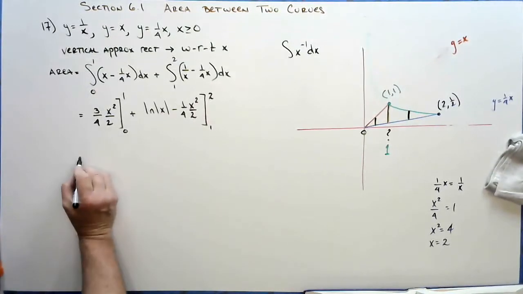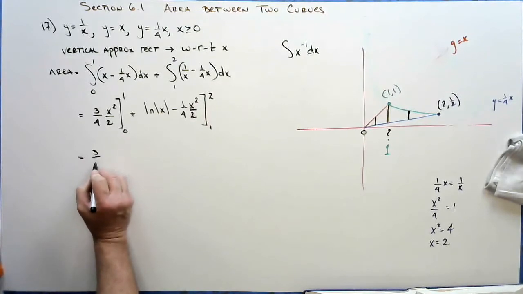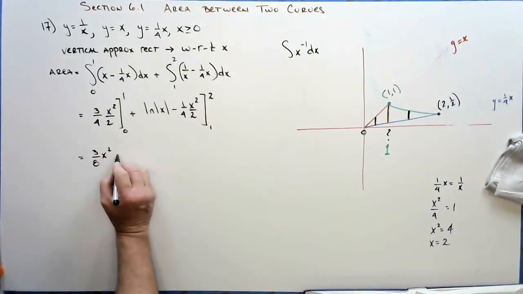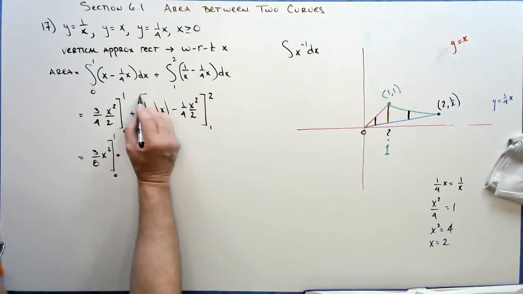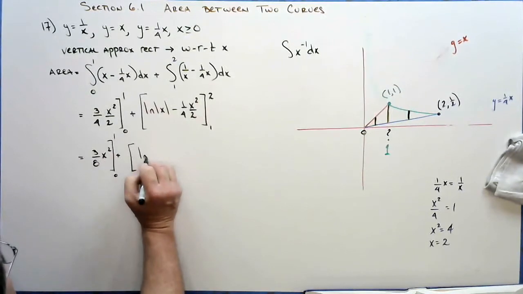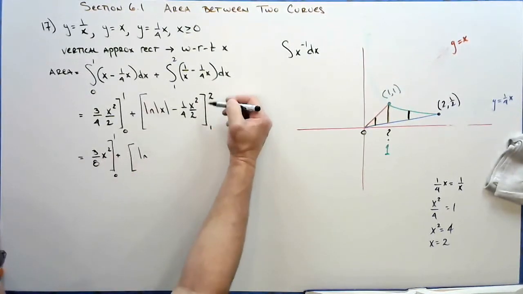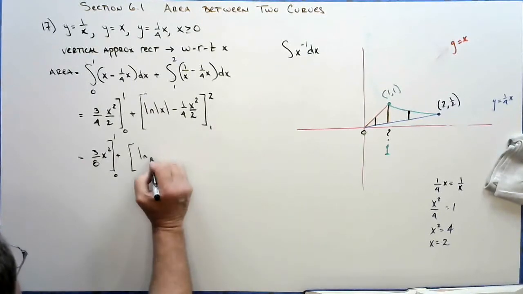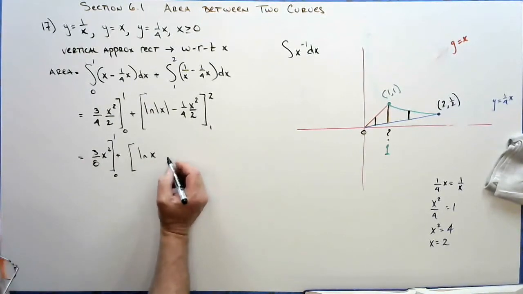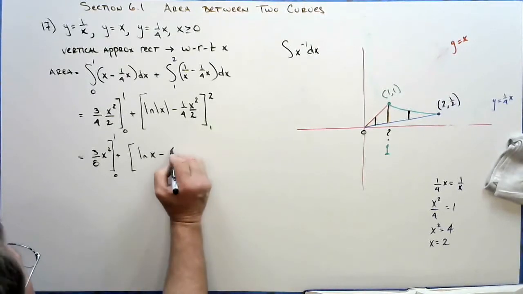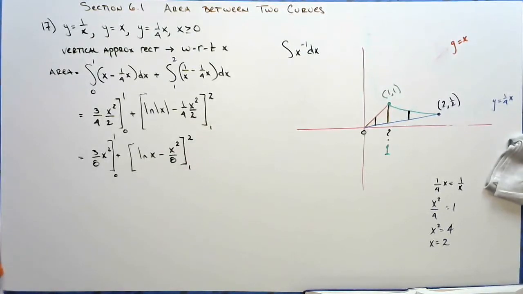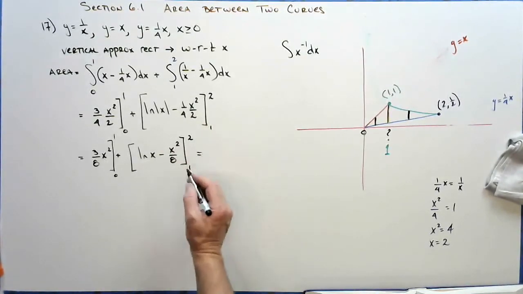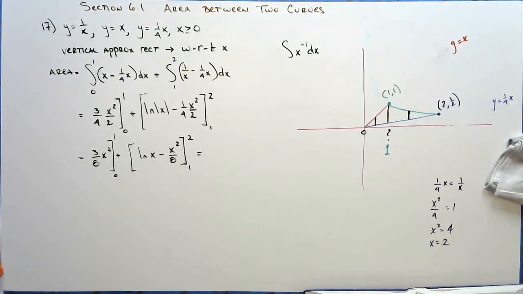So now we just have a whole bunch of arithmetic to do, right? We have 3/8 x squared, evaluated between 0 and 1, plus the natural log. We don't need the absolute value because our values are 1 and 2. Those are both positive, so we can just call that the natural log of x, minus, and here we get x squared over 8, evaluated between 1 and 2. I'm not going to do the arithmetic. You can plug those numbers in, collect like terms, simplify, and find the answer. Okay.